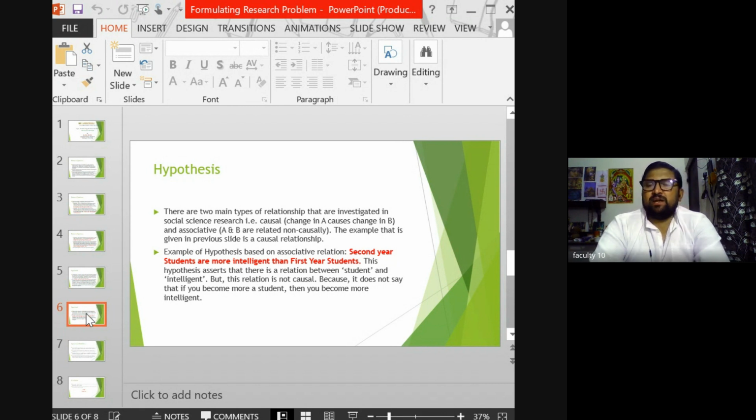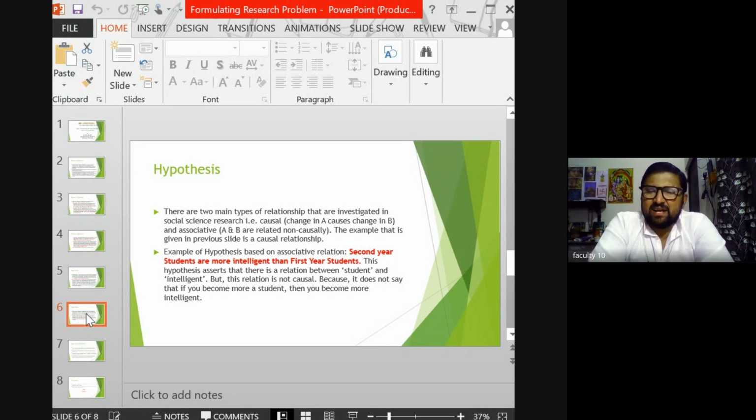There are many intervening variables. Why are the second year students more intelligent? Is it because they are coming to class? Why are the first year students less intelligent? Is it because they are not coming to class? So there are so many intervening variables. So this hypothesis asserts that there is a relation between the student and intelligent, but this relationship is not causal, because it does not say that if you become more a student, then you become more intelligent. Does this statement say so?